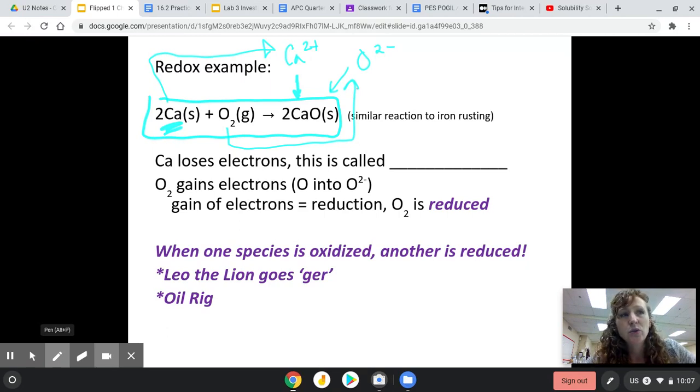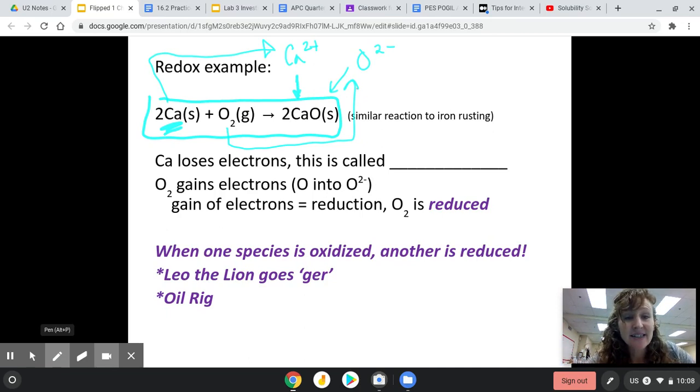Well, come to find out, the more we dive into this, oxygen's not the only one who can do this. There are other elements and atoms that can also steal electrons. So now oxidation refers to losing electrons to something, whether that something is oxygen or not.